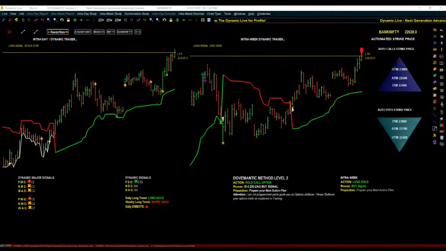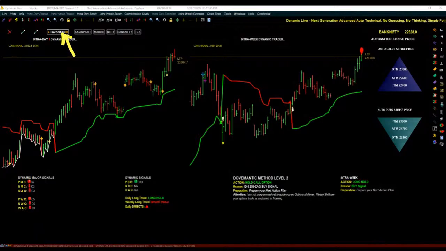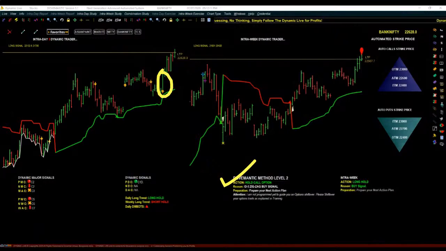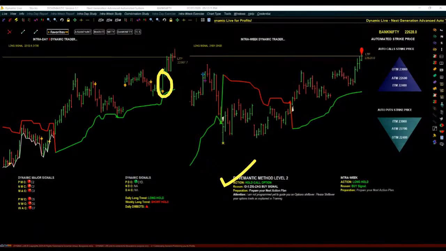As it is told, it is a matter of 1 to 3 easy steps. The first step being, just click on this favorite to select your favorite stock or index, and once you do that, just check the Dowmatic method action information to start trading. In this action information, there will be certain very clear instructions that you will come across. Let me tell you what they are. Today at this point in time, it was very clearly written as buy call option now. Whenever the dynamic live feels that the price is going to increase, it will be written as buy call option now, and you can buy a call option.